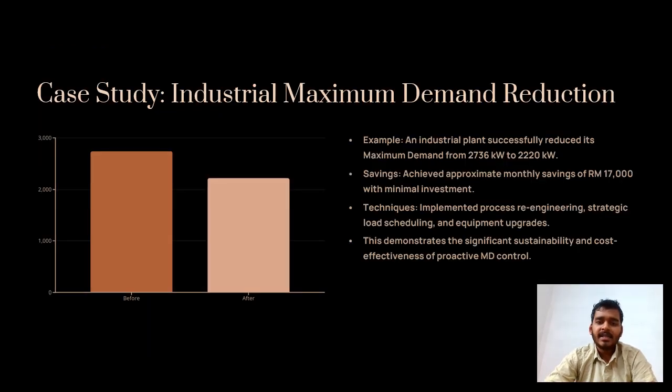So, a case study on industrial maximum demand reduction. On the left side we can see the graph of before and after savings and the techniques they used. For example, an industrial plant successfully reduced its maximum demand from 2736 kilowatts to 2220 kilowatts, achieving an approximate monthly saving of up to RM 17,000 with minimal investment.